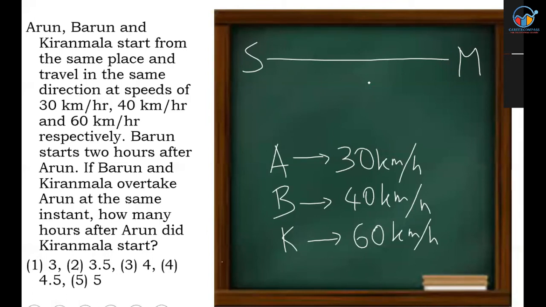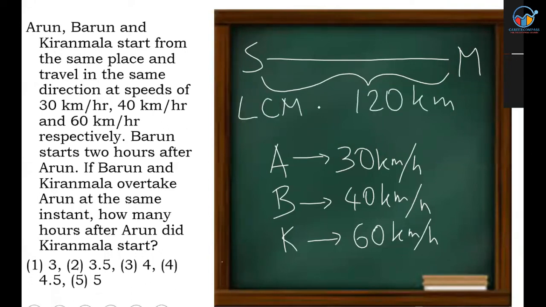What if I take that distance to be the LCM, which is 120 kilometers? That is the LCM of these three numbers. Then we get to understand that Arun must have taken 4 hours to cover that distance, that is 120 by 30. Barun must have taken 3 hours, and Kiran must have taken 2 hours to cover the same distance, right? So if you read the question carefully, you will realize Barun starts 2 hours after Arun.